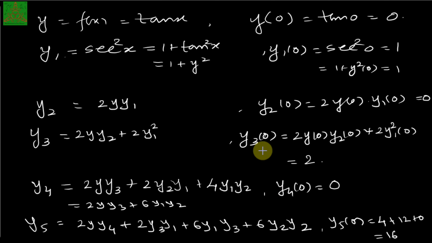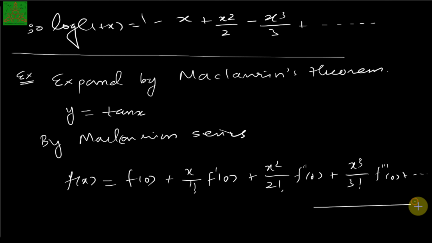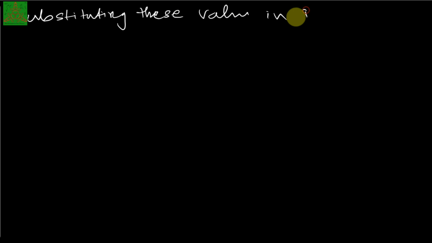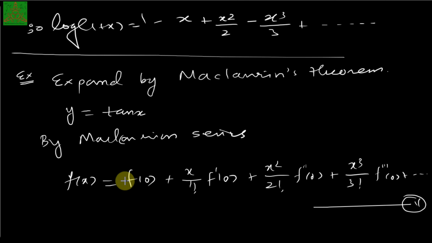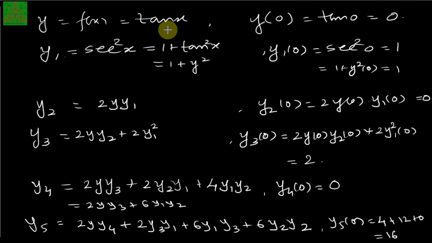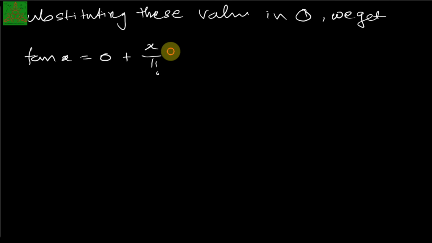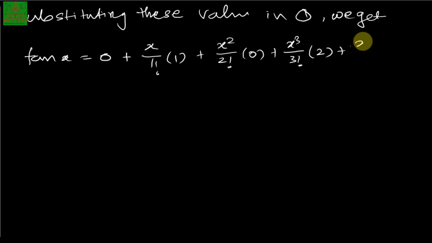So if I substitute all these values into the expansion, that is, substituting in equation 1, we get f(x) is equal to 0 plus, you can see the first value f of 0 is 0, then x upon 1 factorial into y1 at 0, which is 1, x square upon 2 factorial, y2 at 0 is 0, x cube upon 3 factorial into 2, plus x raised to 4 upon 4 factorial into 0, plus x raised to 5 upon 5 factorial into 16, and so on.